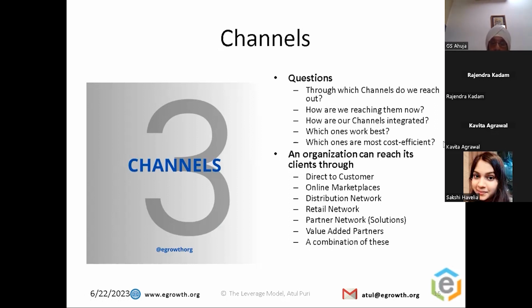So an organization can reach its clients through direct to customer, through online marketplaces, distribution networks, retail network, partner network or the solution partners, value added partners, or a combination of all these. All right. Till a couple of years back, we did not have the platform. So Amazon did not exist, or Netflix did not exist. But still, the product or the service was being delivered. The cinema halls used to deliver entertainment to the people, right? Before that, the Nautanki Walas would deliver entertainment to the people, right? Or the theater used to do that. So like this, there are certain channels which deliver that service.